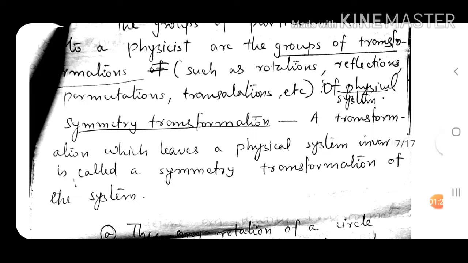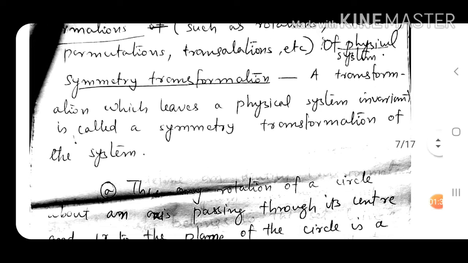So what is a symmetry transformation? A transformation which leaves a physical system invariant. The system remains the same. Before transformation and after transformation we have the same system. Then we say it is a symmetry transformation.